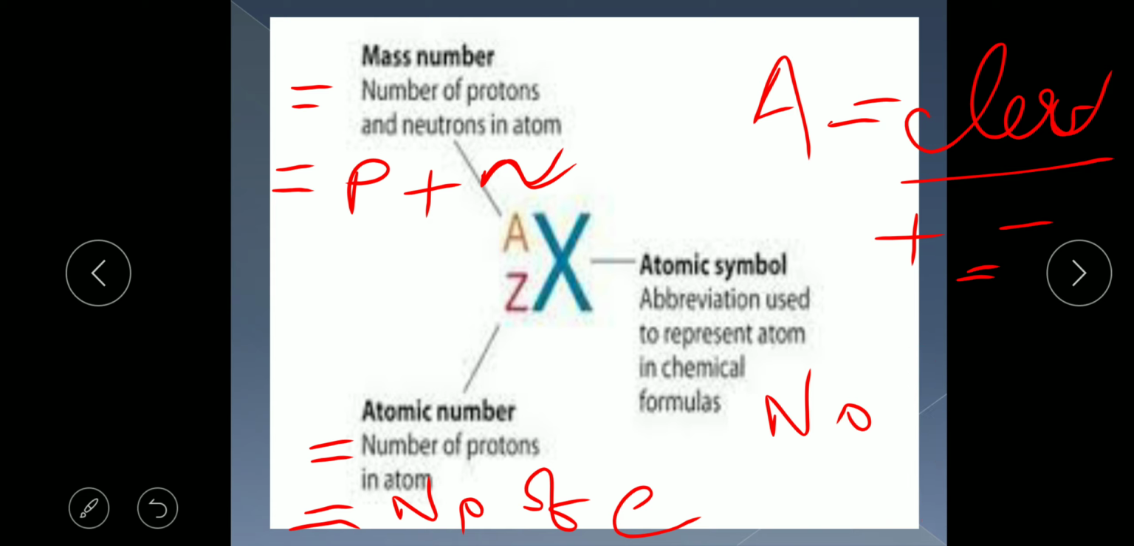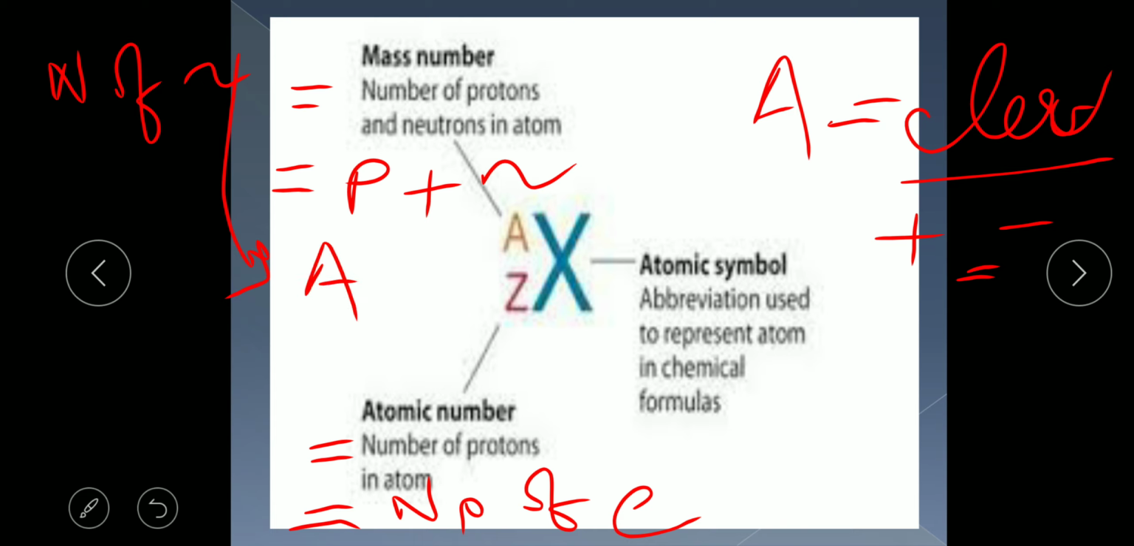I am writing it here. Number of neutrons will be equal to the mass number A minus Z, simply. A is the mass number, Z is the number of protons or the number of electrons. So number of neutrons will be A minus Z.